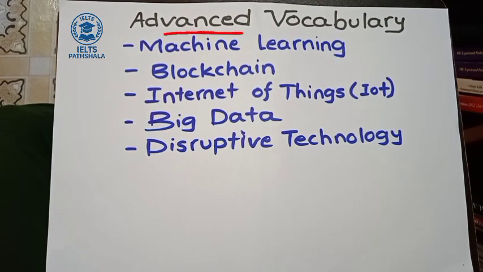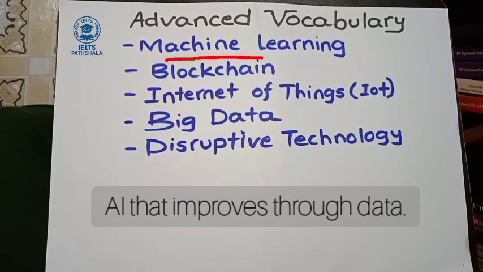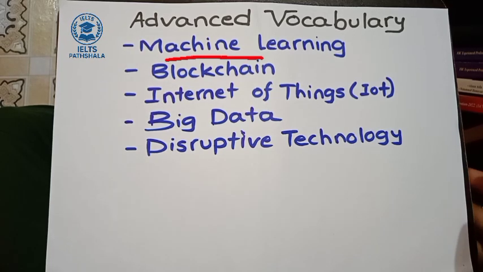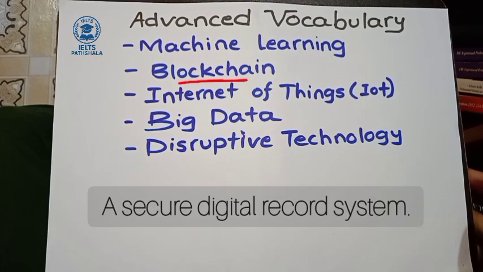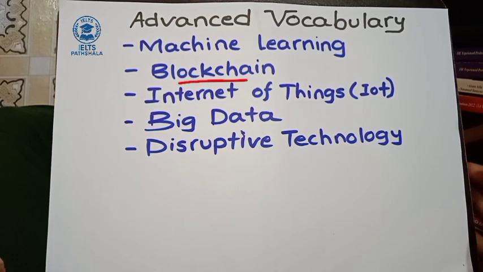Next, advanced vocabulary for Band 7 plus. Machine learning, AI that improves through data. Example, machine learning helps Spotify recommend songs. Blockchain, a secure digital record system. Example, blockchain ensures transparent Bitcoin transactions.